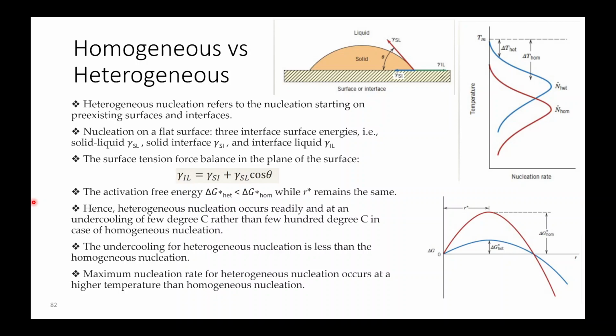And the activation free energy delta G star for heterogeneous nucleation is lesser than delta G star for homogeneous, while r star remains the same. Hence heterogeneous nucleation occurs readily and at an undercooling of a few degrees Celsius rather than a few hundred degrees Celsius in case of homogeneous nucleation. So as you can see, for heterogeneous nucleation we require less undercooling.